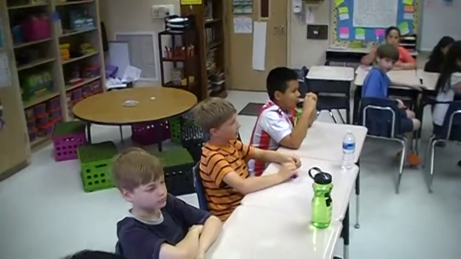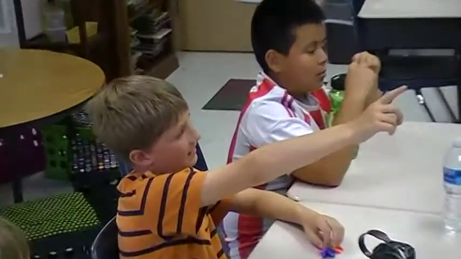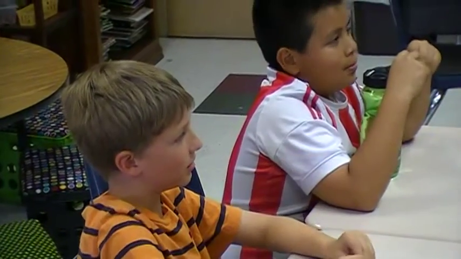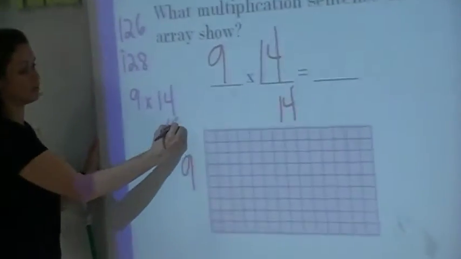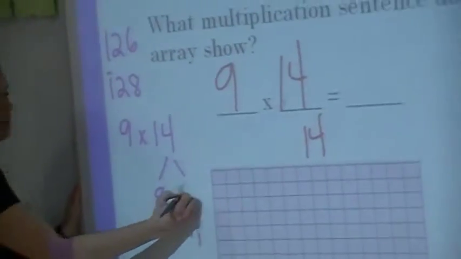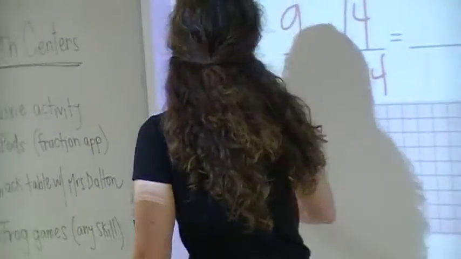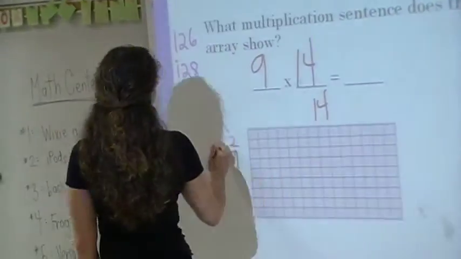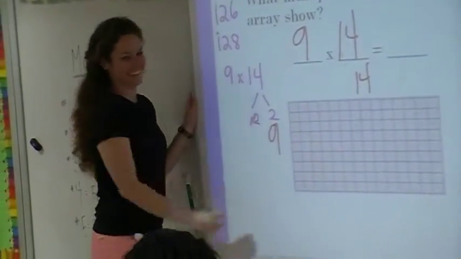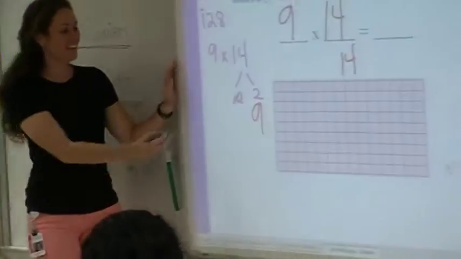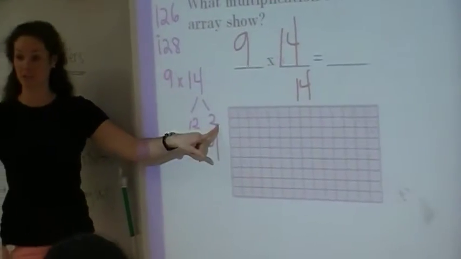What I did was I divided the 14 into 12 and 2. All right, so we have 9 times 14. You decompose the 14 into... What? No, I did that wrong. 12 and 2. Don't worry, I can edit all this out with the movie maker. All right, so we have 9 times 12 and 9 times 2.